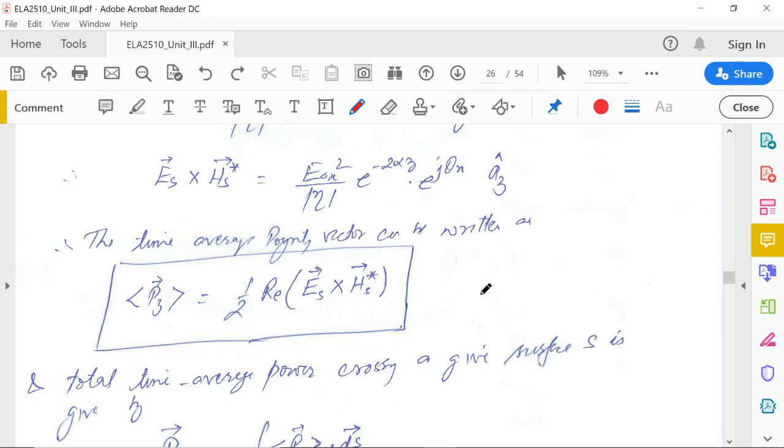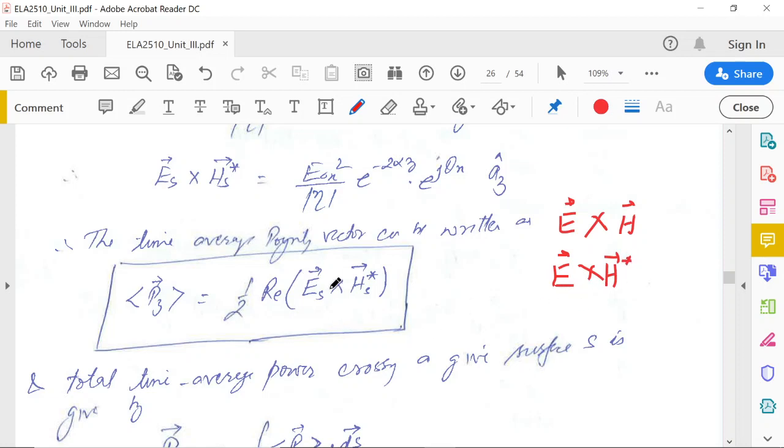You can remember easily. If you want to find the instantaneous one, just compute E cross H, because E and H are also instantaneous and they are real. So E cross H will give you the instantaneous Poynting vector. Whereas if you take E cross H conjugate, it means they are in the phasor form.